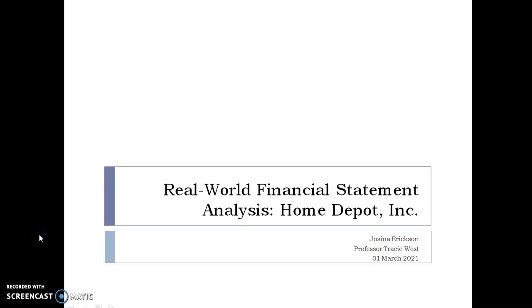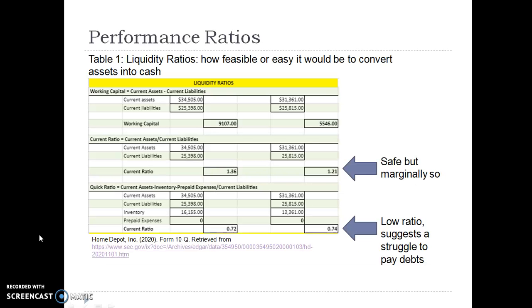I'm going to be presenting on a real-world financial statement analysis for Home Depot Incorporated. So the first thing we're going to take a look at is the performance ratios. The first set of ratios we're examining is the liquidity ratios. This is how feasible or easy it would be for Home Depot to convert assets into cash.